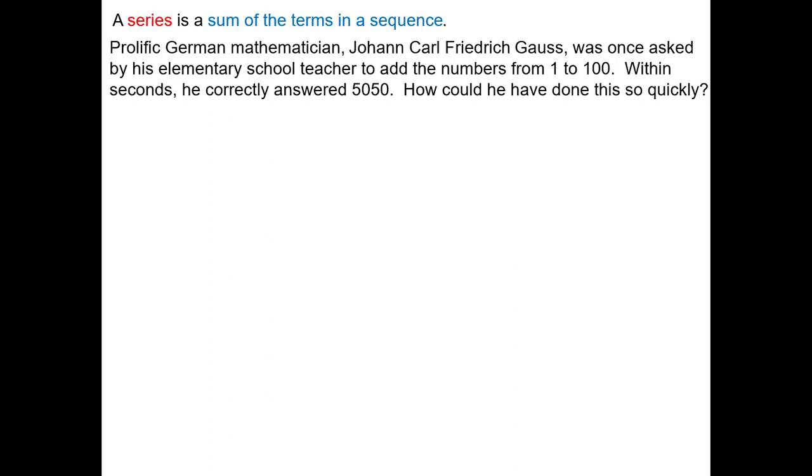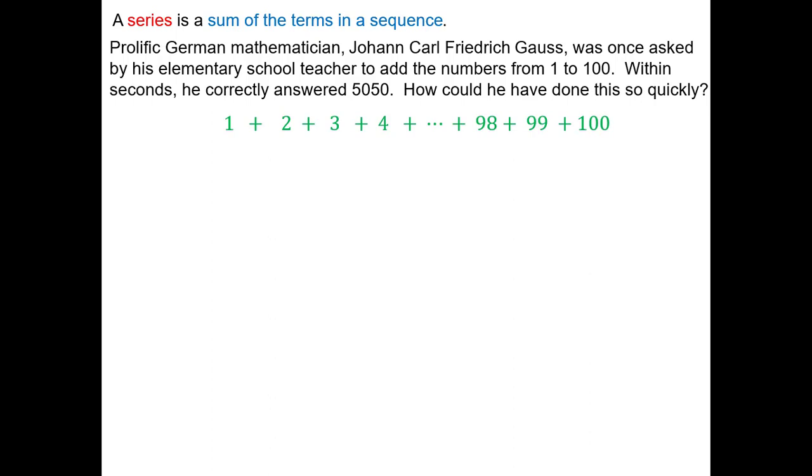Now I like to think that the teacher was probably just giving the class some busy work while the teacher maybe graded. And within a couple of minutes, Gauss came up with the answer of 5050, which was correct. Now it wasn't that he could add numbers really quickly. It was that he came up with a pattern for adding all of the numbers from 1 through 100.